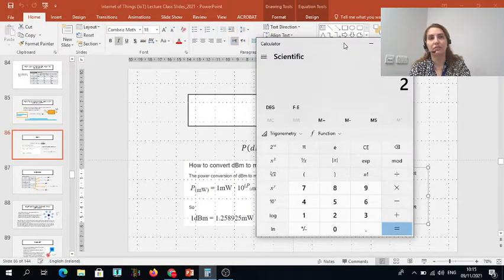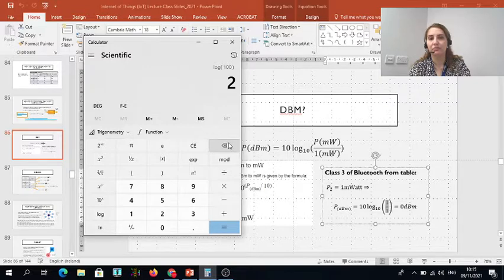So the way that we use it, okay, so I have 1 here. If you use logarithm without any base, the default base is 10 in any calculator. So you can see the logarithm of 1 is equal to 0. It is multiplied in 10, but again it is 0 dBm. Alright?